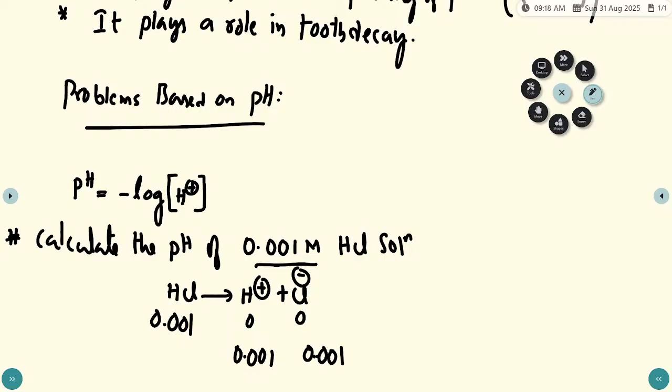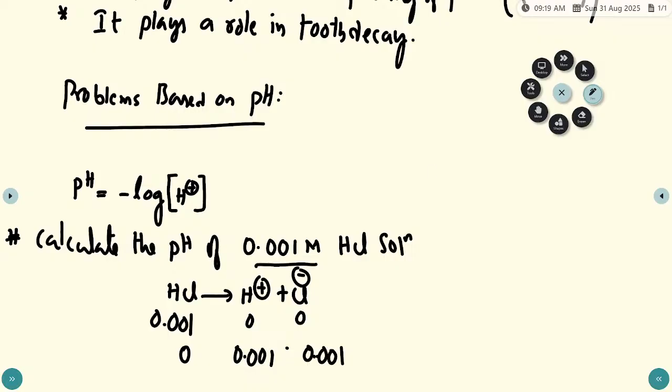Okay. So after dissociation, what is the concentration of HCl solution? 0. After dissociation, the concentration of H plus ion is 0.001 and of Cl minus 0.001. Okay. So now we substitute that concentration in the formula, and you will get the pH.